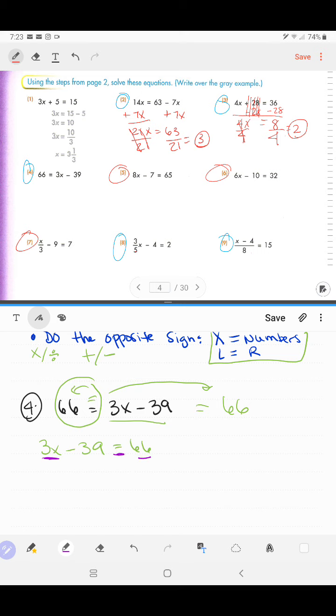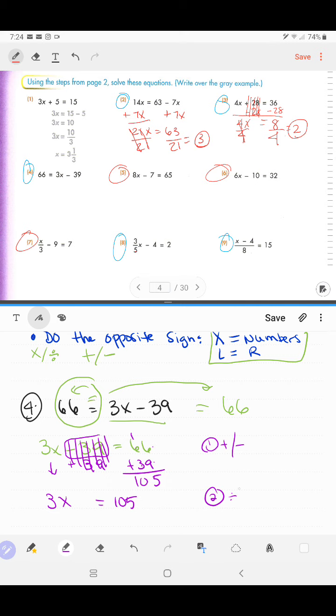X's equals numbers. So we're going to have to move this one. First step, add or subtract. We've got a minus sign, so the opposite is plus 39. This cancels. Bring down 3x equals 66 plus 39. 6 plus 9 is 15. 6 plus 3 is 9. 9 plus 1 is 10, so 105.